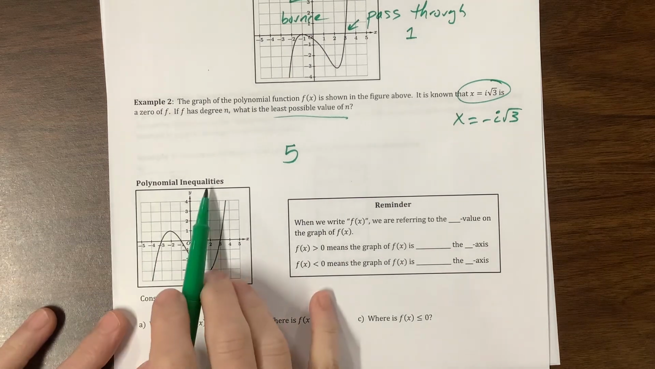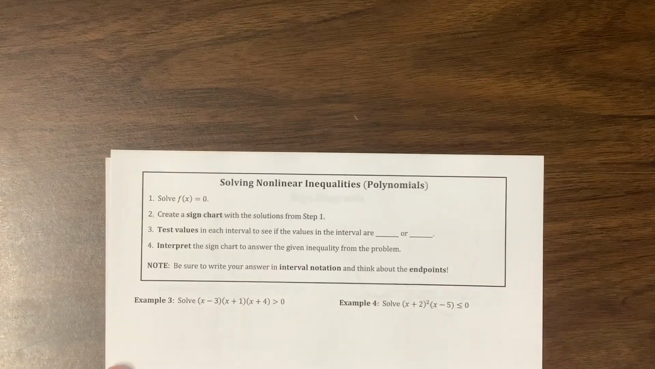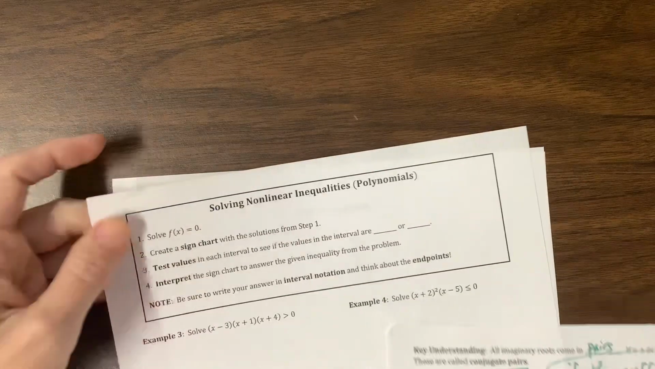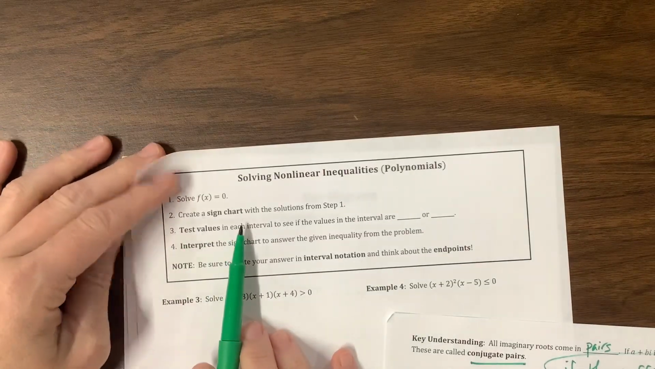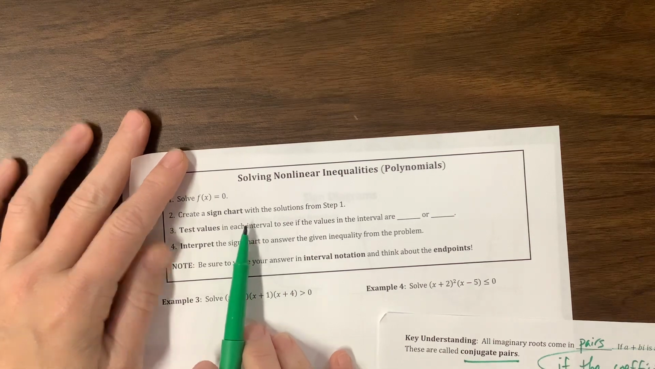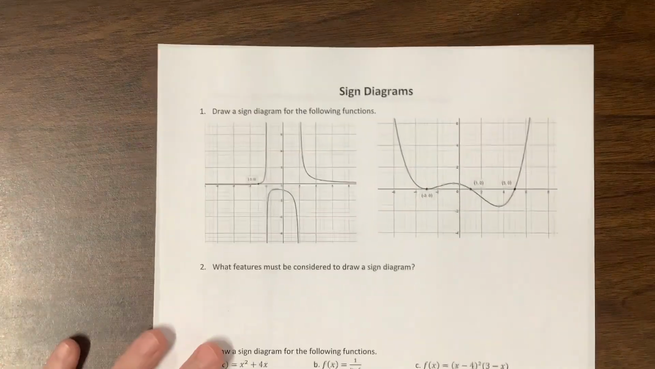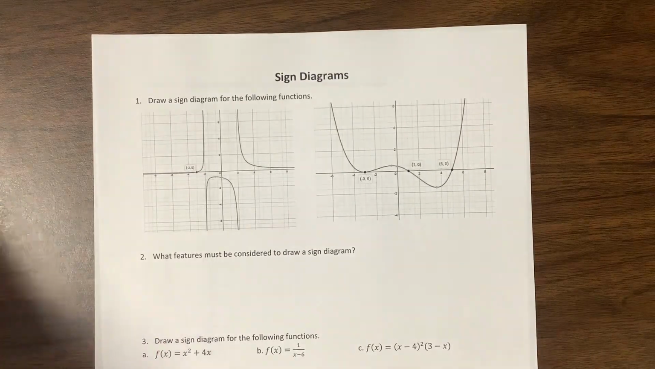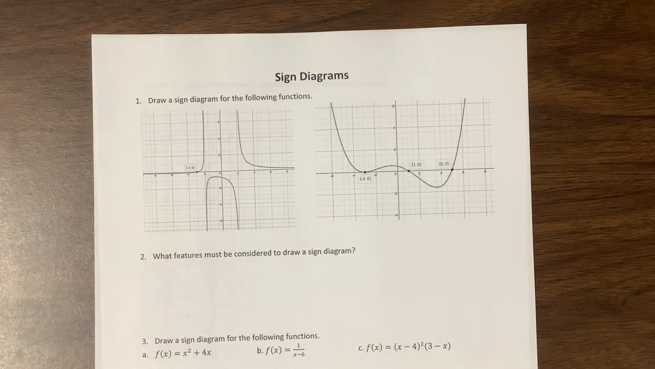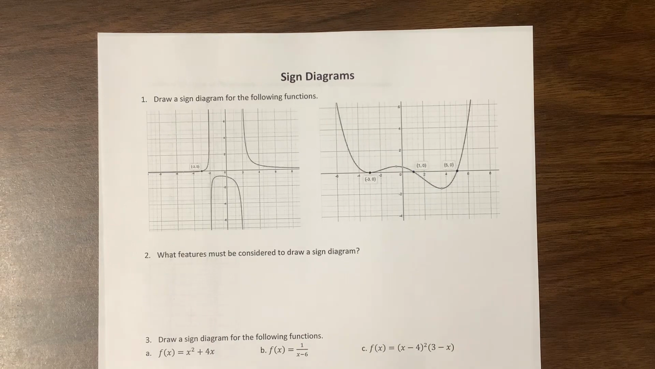So I want to talk polynomial inequalities, but they gave us this lovely little how-to guide here. But when I saw that it said create a sign chart, I realized I've been teaching sign diagrams, is what we called them in IB, for many years. So what we did is we put the notes that came straight from my IB class right here. And so I want to work through this first and then go back.